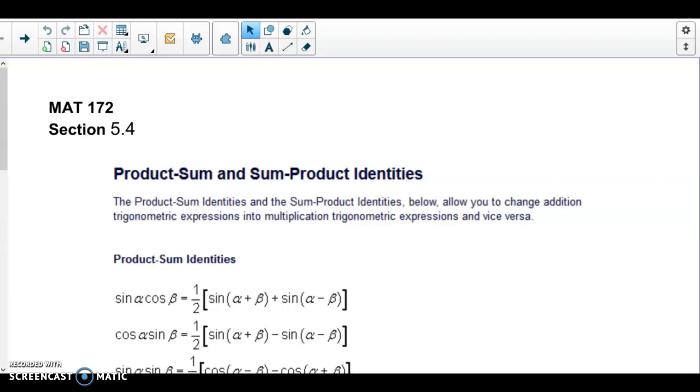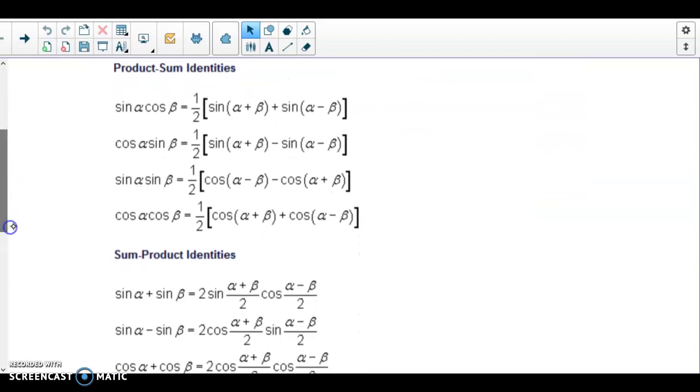This video is full of more fun formulas to use for trig functions. This is the product to sum and sum to product identities, and they actually allow you to change addition expressions to multiplication and multiplication expressions to addition using these trig formulas. There are quite a few of them.